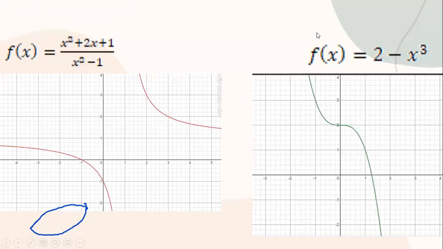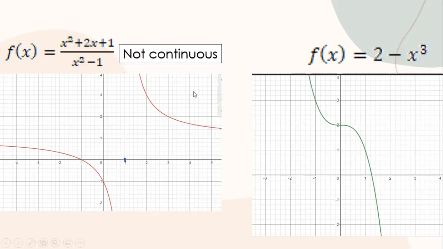Let's have the third example. f of x is equal to x squared plus 2x plus 1 over x squared minus 1. By just looking at the graph, we encountered an interruption in our graph and we have a vertical asymptote at x is equal to 1. So we can say that this function is also not continuous. For our fourth example, we have f of x is equal to 2 minus x cubed.